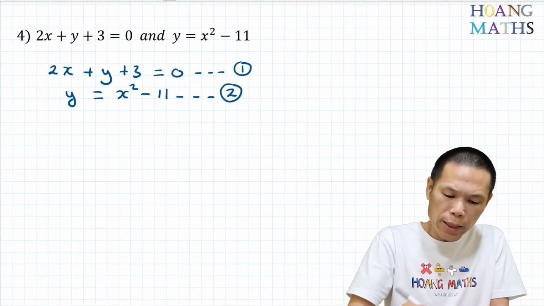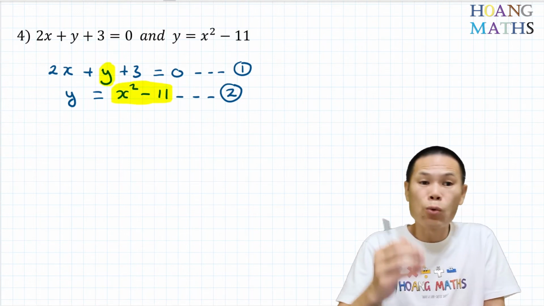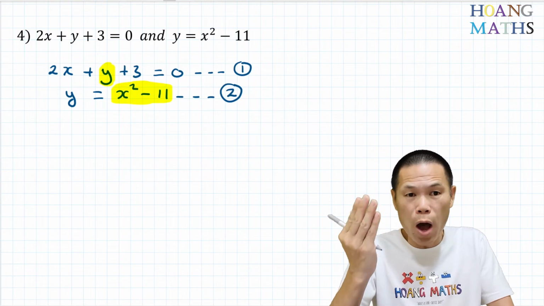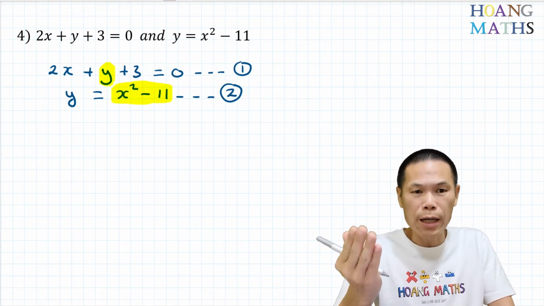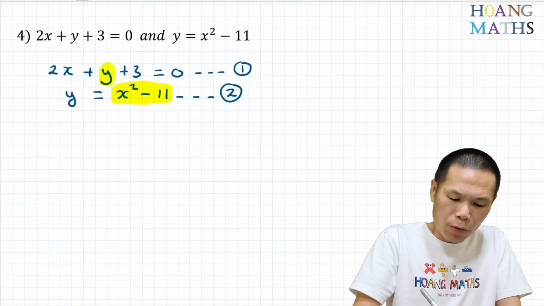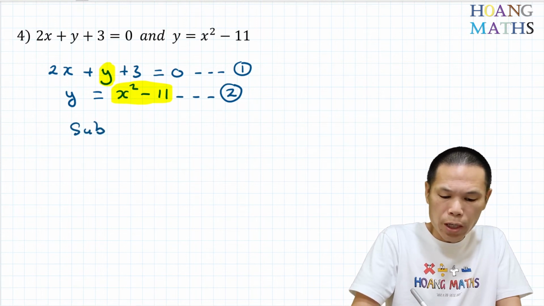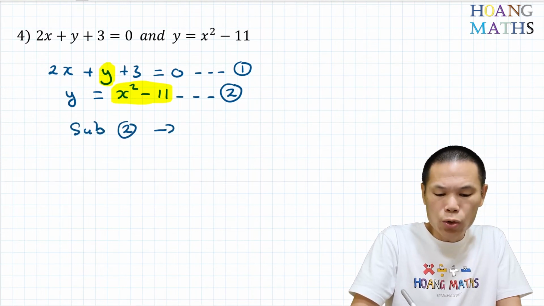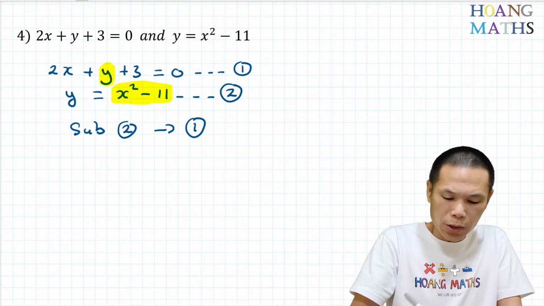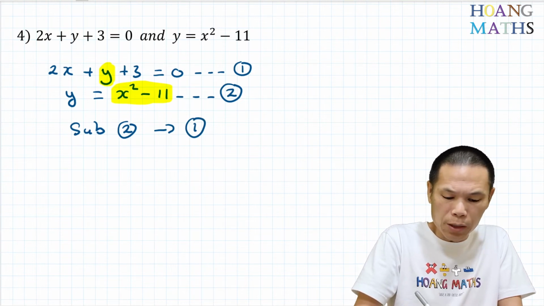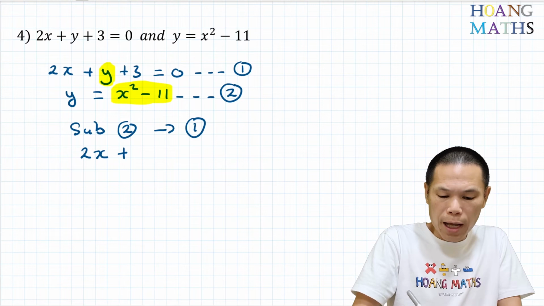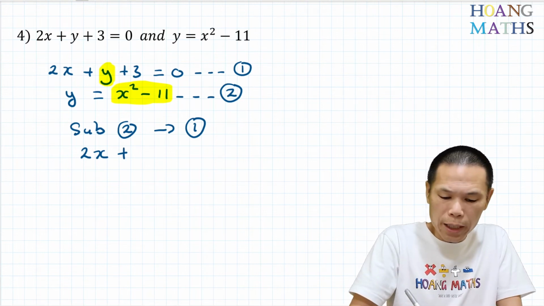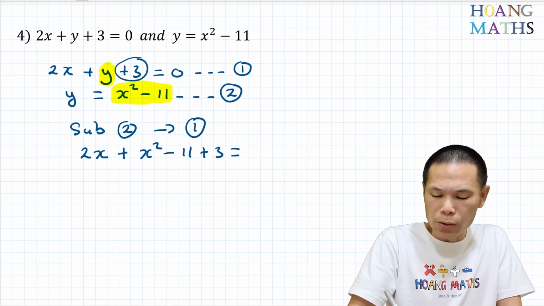So now we can just substitute this y here, because y is equal to x squared minus 11. So therefore, we substitute equation number 2 into equation number 1. So this equation number 1 now becomes 2x plus y, but y is x squared minus 11, and this plus 3, we just write this down, which is equal to 0.